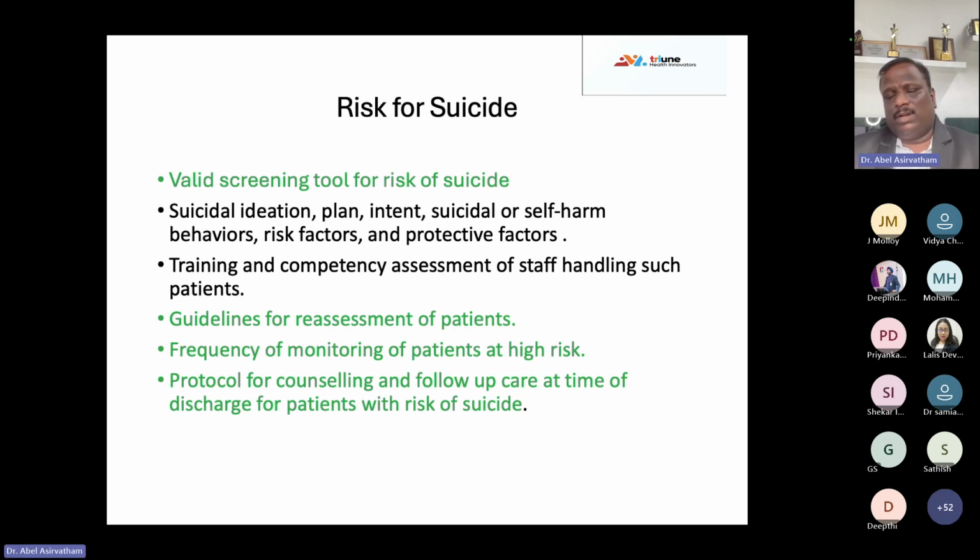Then guidelines on how frequently you will reassess a patient with the risk of suicide is again very, very important. Depending upon the assessment, you need to define how frequently you will reassess the patient. The frequency of monitoring a high-risk patient especially can be every day, it can be once in 3 days, so the doctor takes a call on that. Protocol for counseling and follow-up care at the time of discharge of a patient with risk of suicide also needs to be made part of the discharge planning. When the patient gets discharged, counseling needs to be given to them.